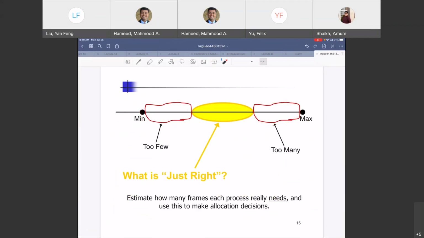Too many frames allocated for each process is also very bad, because the degree of multiprogramming is too low. So we are going to have to find just the right number of frames. So how are you going to do that? That sweet spot, how are we going to know? Well, we are going to have to understand the needs of each process and fix that number for it. It's not going to be the same for every process.